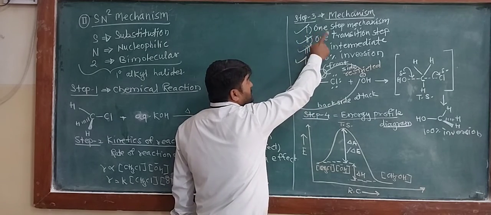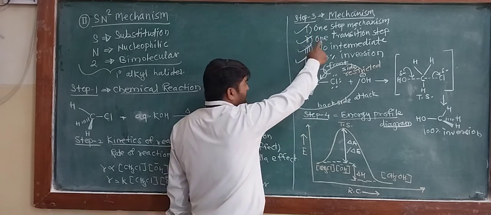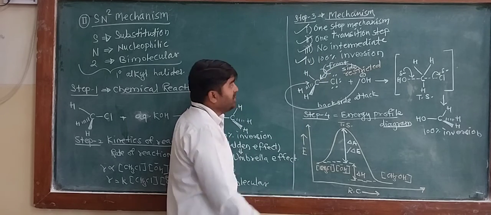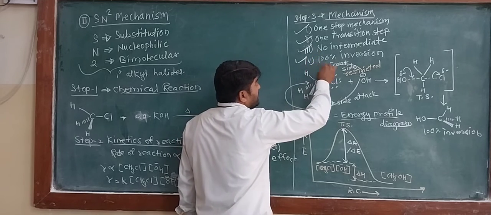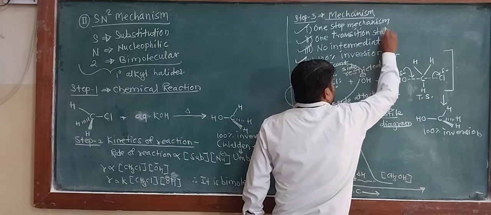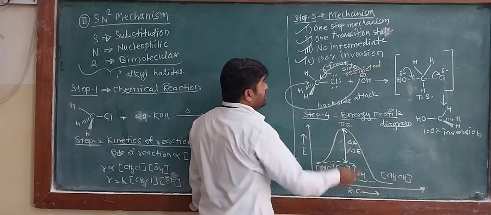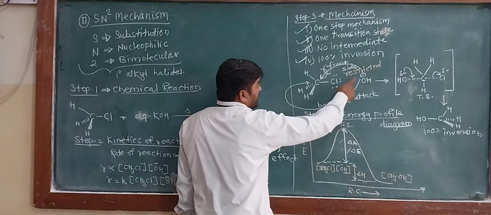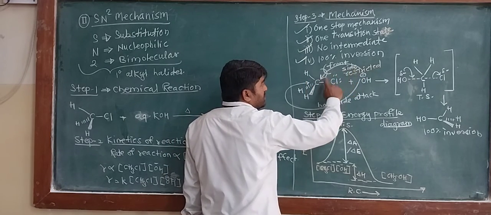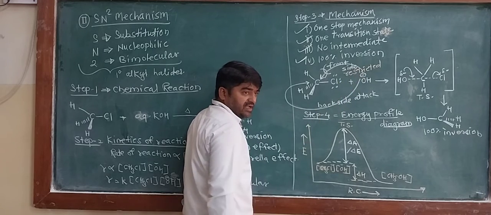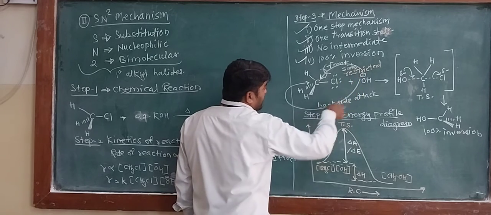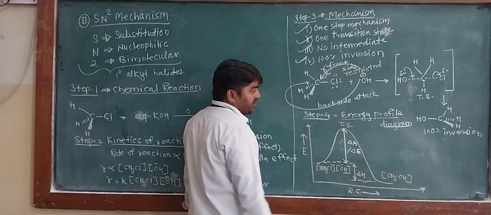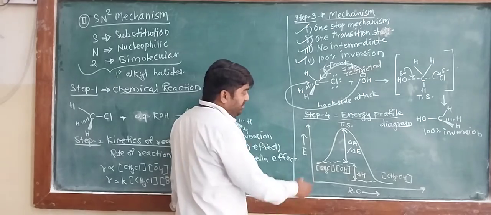Then the mechanism involves one step. One transition state is involved here. Then no intermediate is involved and 100% inversion of configuration. So front side attack is restricted due to the electronic repulsion, negative charges repulsion, so OH minus ion repulsion. From the backside you get a 5-member transition state, and finally it is converted into the product with 100% inversion of configuration.